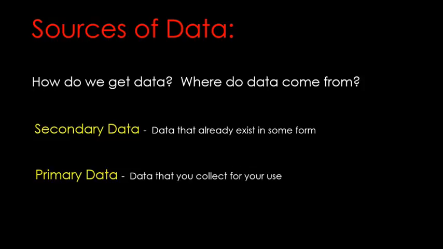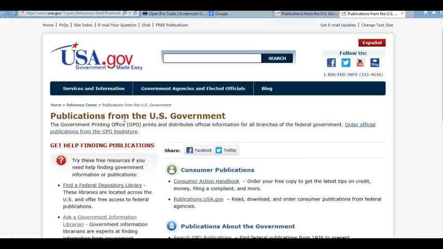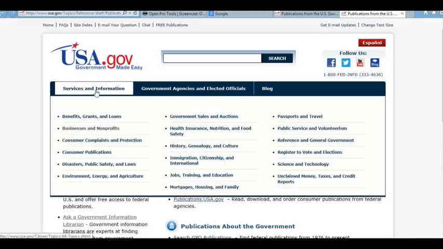The United States government has one of the biggest repositories of data and makes much of its data available to the public via various government websites. Let's take a look at the USA.gov website that has tons of information available for free. Okay, let's take a look at this website, and let's click on the tab Services and Information and click on Businesses and Nonprofits.